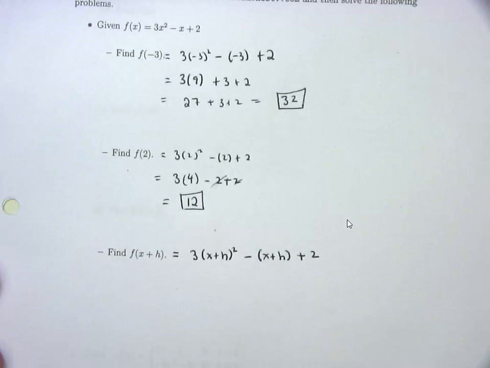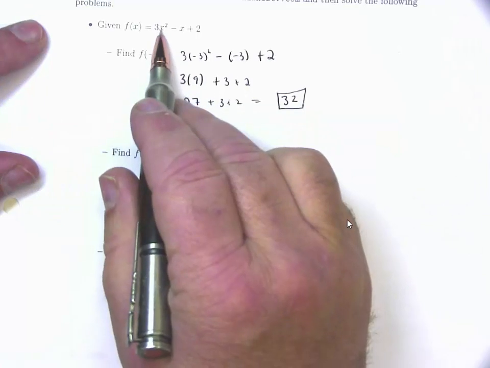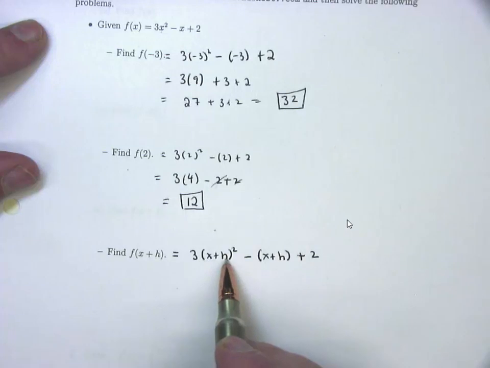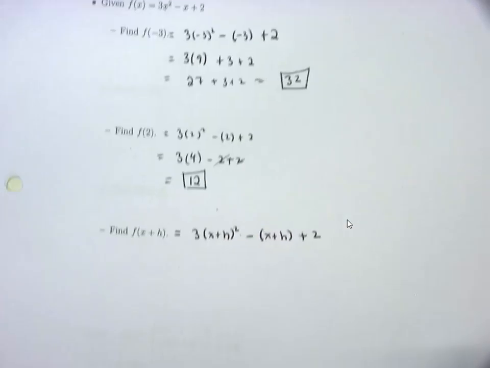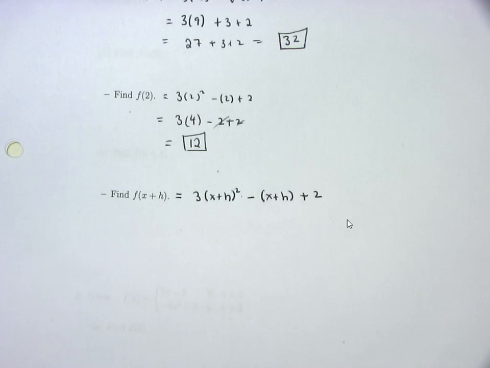All I did here was take every x, and where there was an x, put a parentheses around it and put x plus h. And we're squaring it, minus parentheses x plus h, plus 2. And that's my answer, but that's not going to be good enough for us. We're going to want you guys to clean this stuff up, okay?